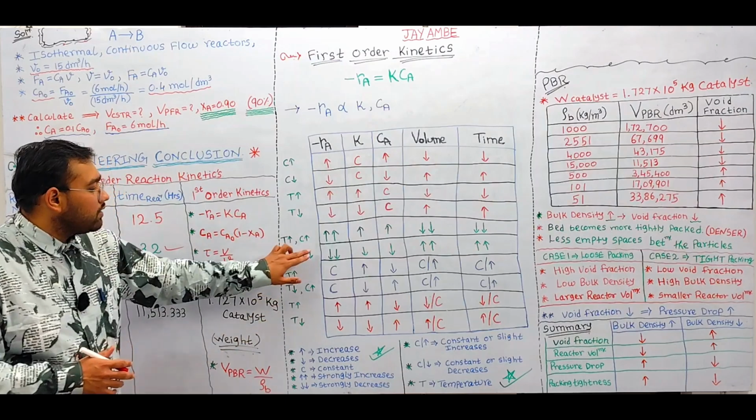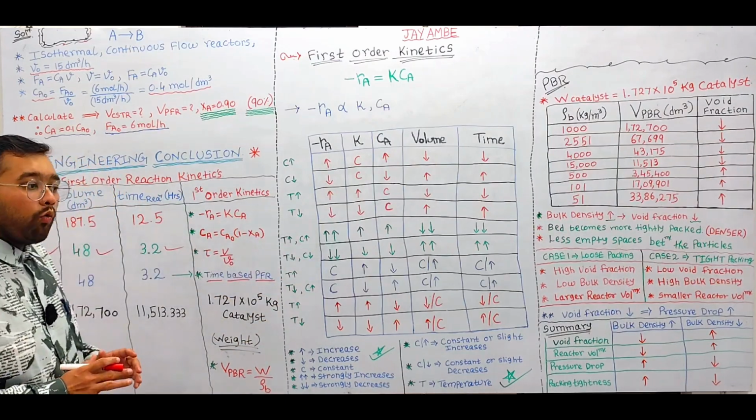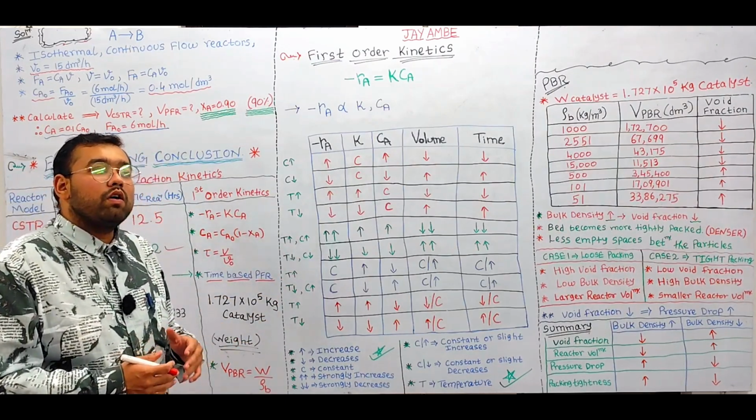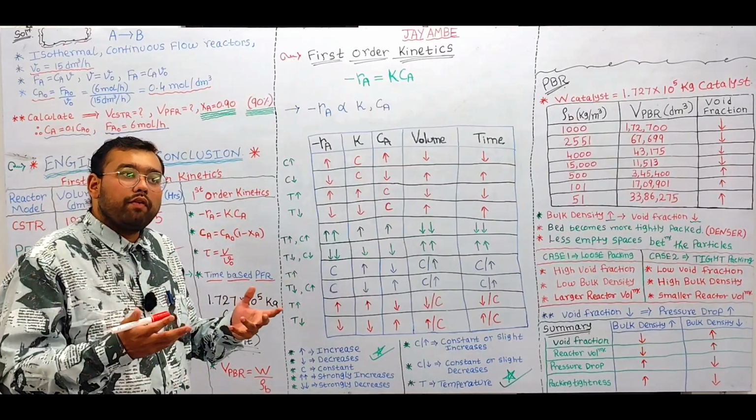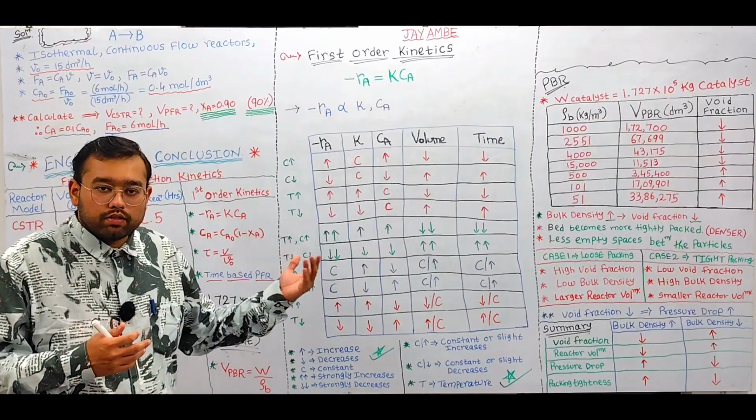Now we will understand the sixth part. What if the concentration of the reactants decreases in the reaction environment? Then how will it affect the other reaction parameters, right?